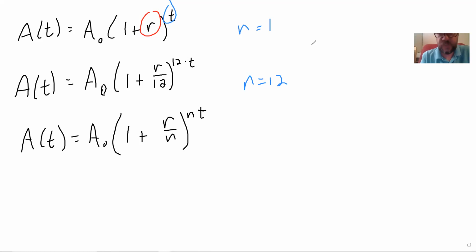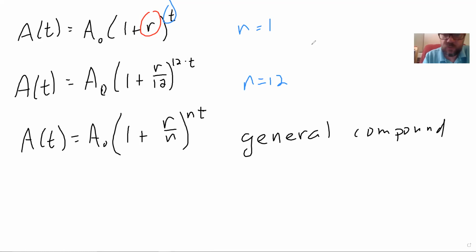And this is your compound interest formula. This is your general compound interest formula for any number of times compounded per year.